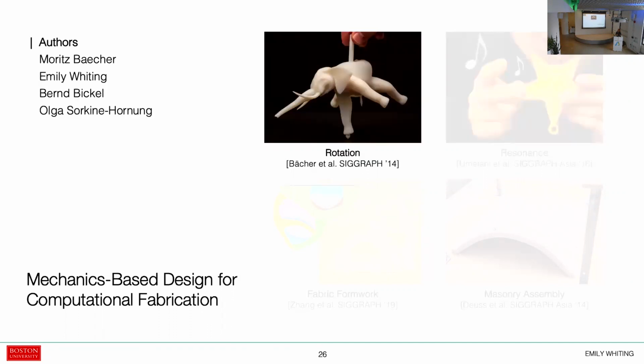Another example of a creative design goal in this next project is where we were looking at the property of spinability. So we were creating objects that had certain rotational dynamic properties. So this project was presented at SIGGRAPH in 2014. The authors are Moritz Baker, myself, Bernd Bickel, and Olga Sorkin-Hornung. All were at ETH Zurich at the time.